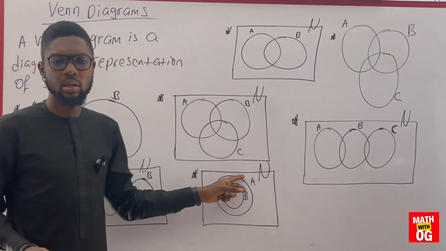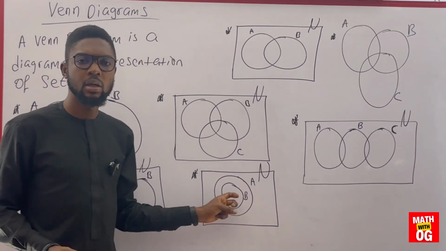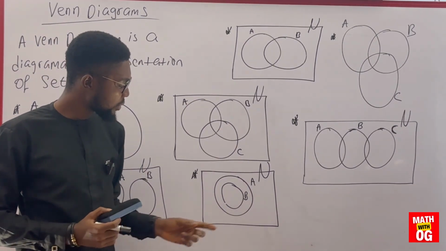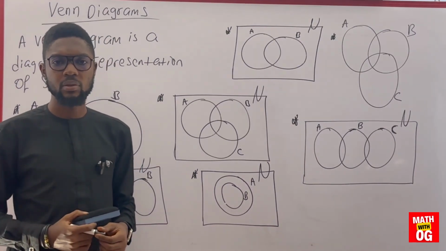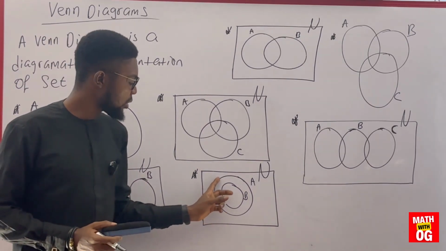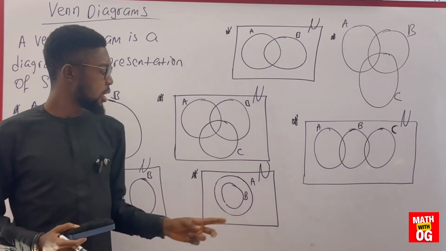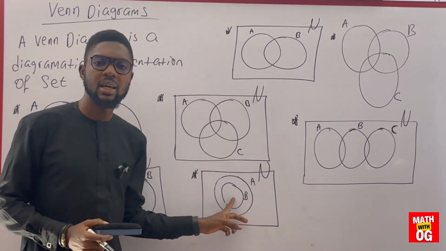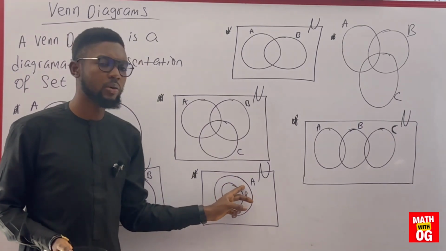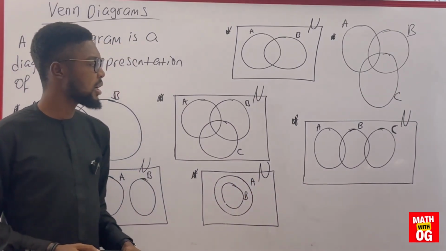We have a subset A and we have a subset B, where every member of subset B is also in subset A. You can have the universal set to be the set of secondary school students. Then you have subset A to be the set of SS3 students, while subset B is the set of science students in SS3. You can see everybody in subset B will be in subset A, and everybody in subset B and subset A will also be in the universal set.